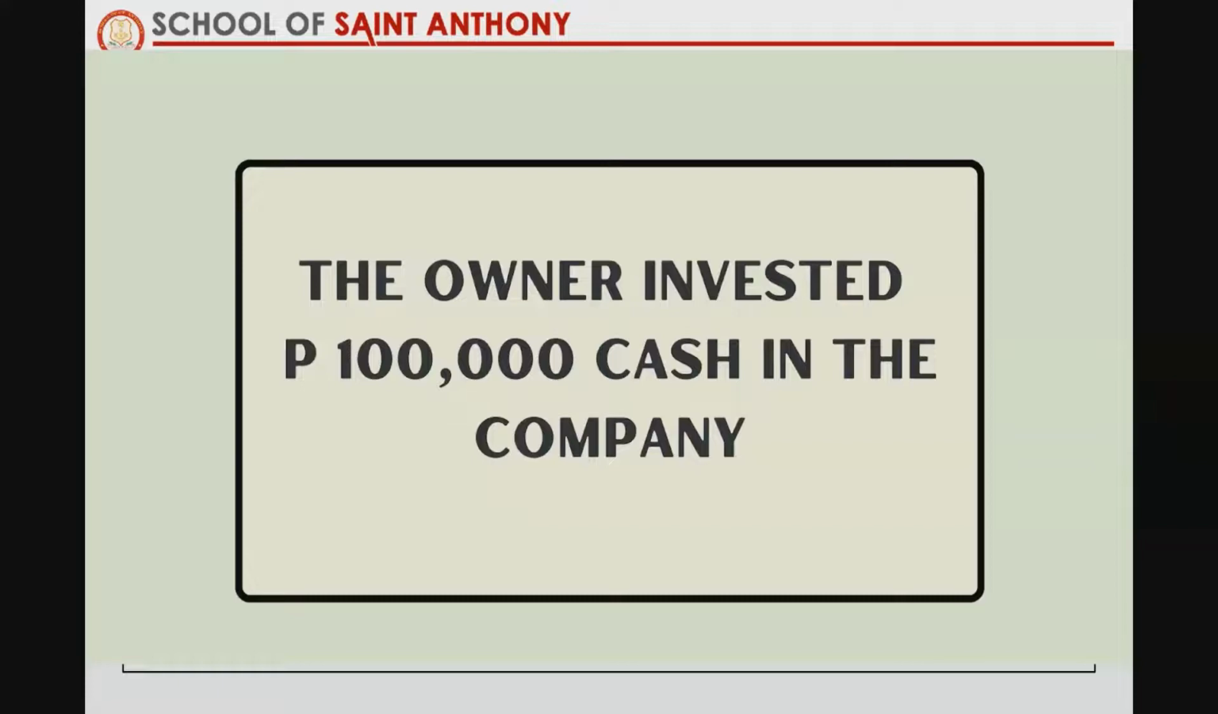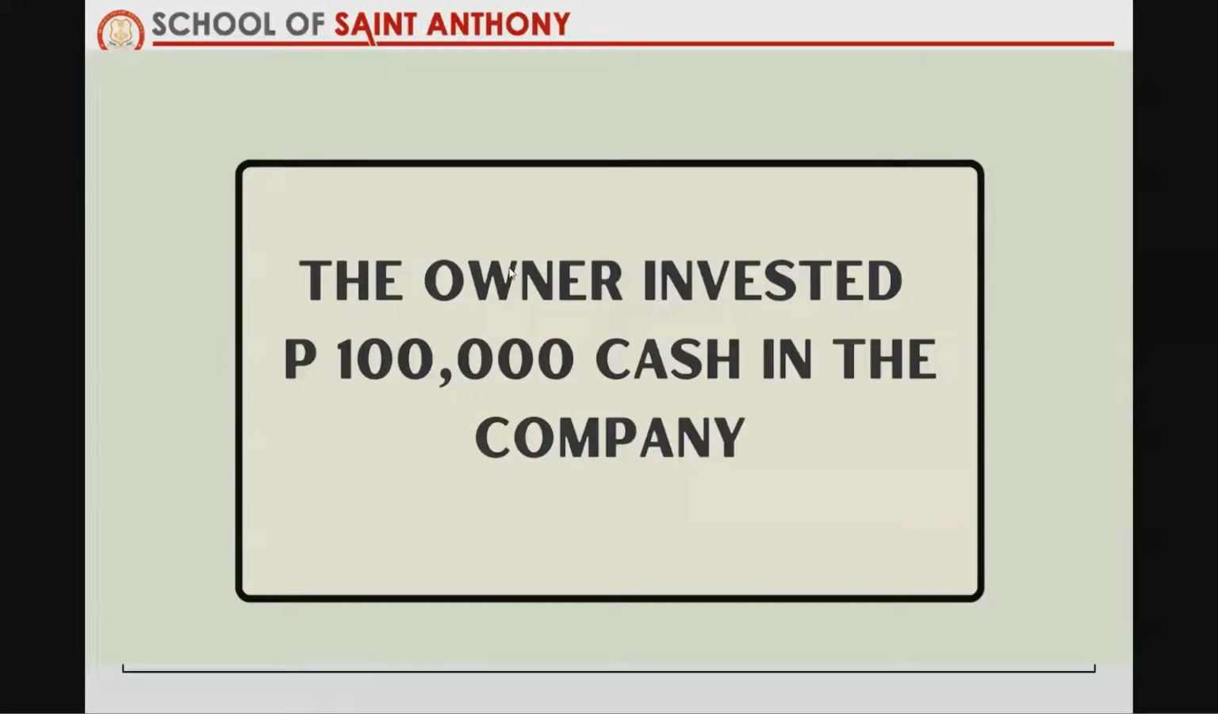It increases. Why? We are the company. Again, our point of view here is that we are the company. And since the owner invested 100,000 cash in the company, as the company, what happened to our cash? It increases. Tumaas yung ating cash kasi nag-invest si owner. Ano ulit account si cash? It is an asset account. According to the rules of debit and credit, where do we put the asset if it increases? Should we put it on the debit side or on the credit side?